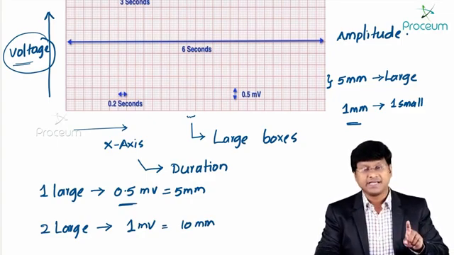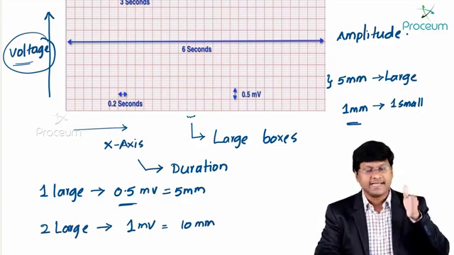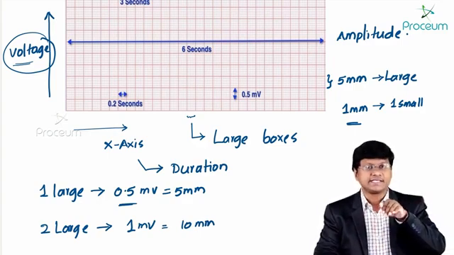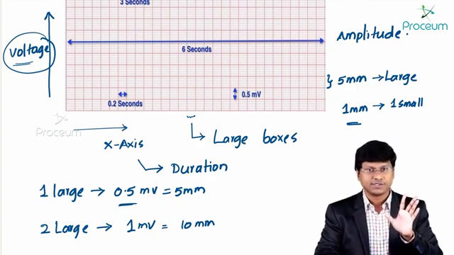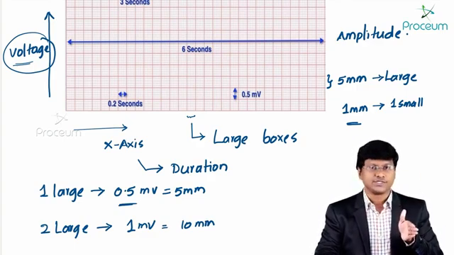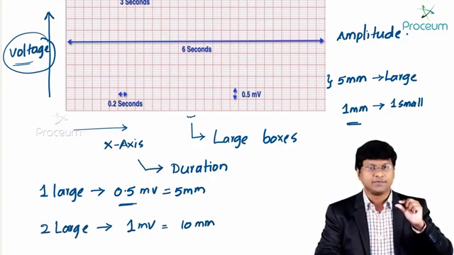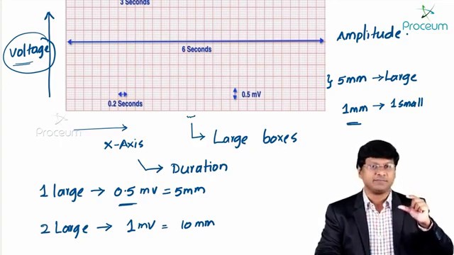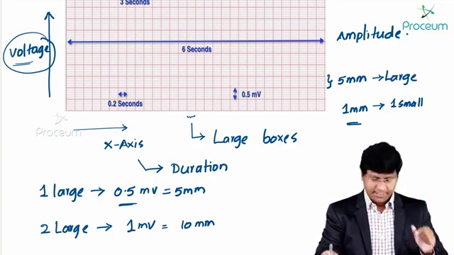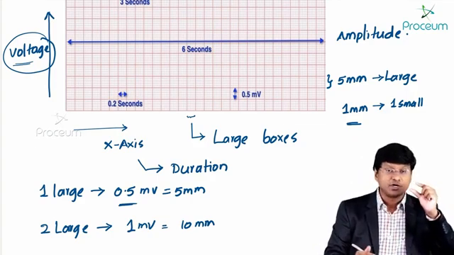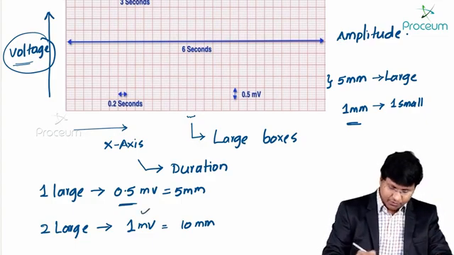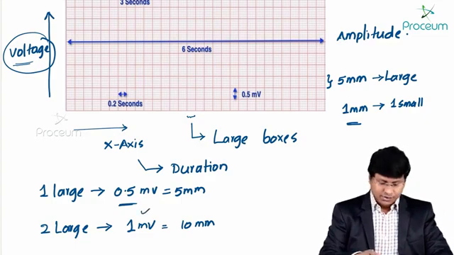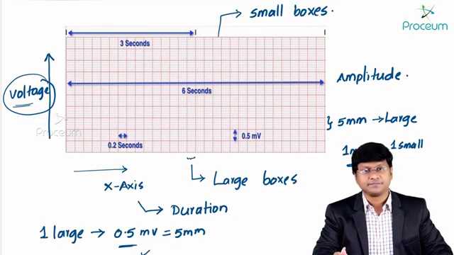Okay, so I'll repeat this again. The x-axis is duration, the y-axis is voltage. On the x-axis, 1 small box is 40 milliseconds, 1 large box is 200 milliseconds. And the y-axis is the voltage. 1 small box is 1 mm, 1 large box is 5 mm. And if you take the voltage, 1 large box is equal to 0.5 millivolts and 2 large boxes will be equal to 1 millivolt. Okay, so this is about the ECG paper.